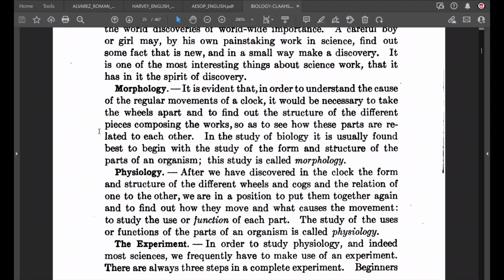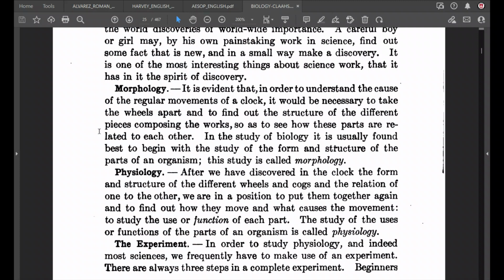Let's move on to the next section, morphology. This word morphology, the Greek morphe, means a shape or a figure. So you have this new vocabulary word, morphology. It is evident in order to understand the cause of the regular movements of a clock. If you want to understand how a clock works, and we're talking about a wall clock, not a digital clock, not a digital watch, we're talking about a clock with hands, a mechanical clock.